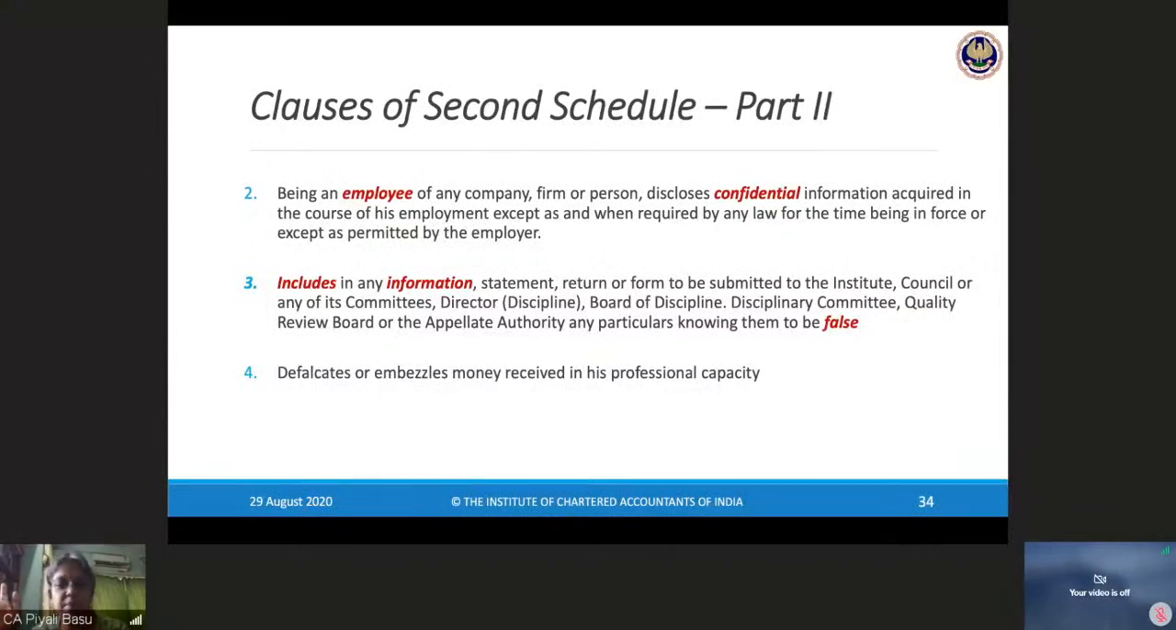Last is straightforward: defalcates or embezzles money received from him in his professional capacity. Okay? It doesn't need any explanation, I guess.